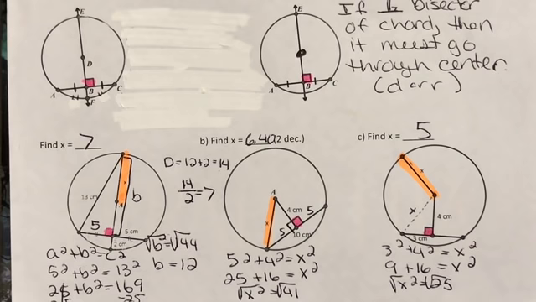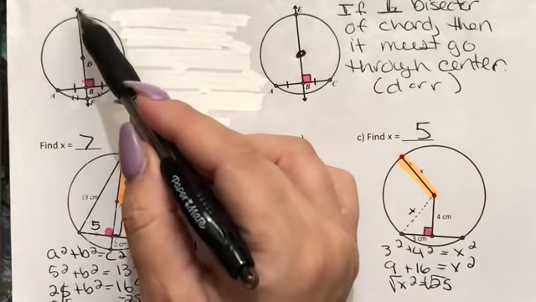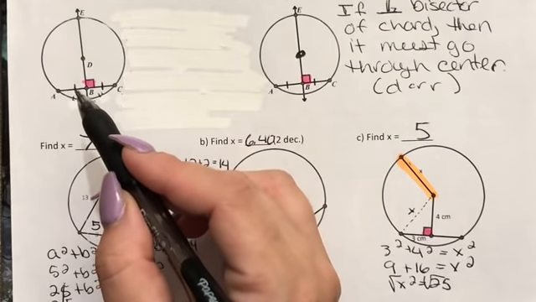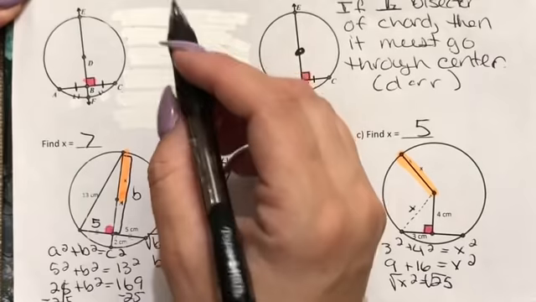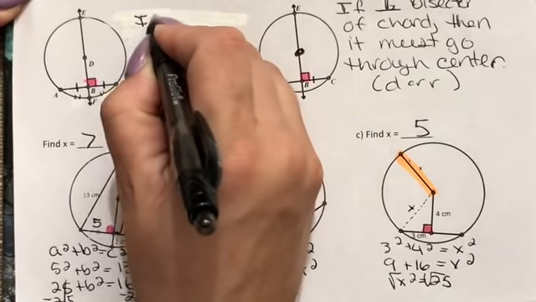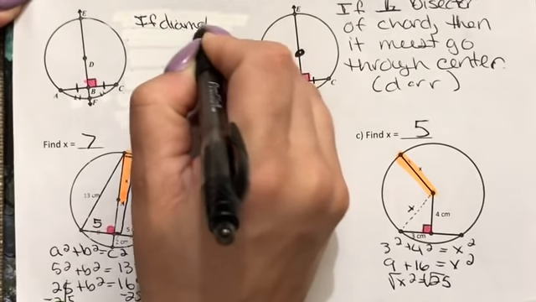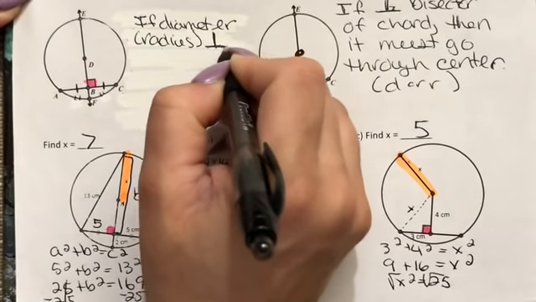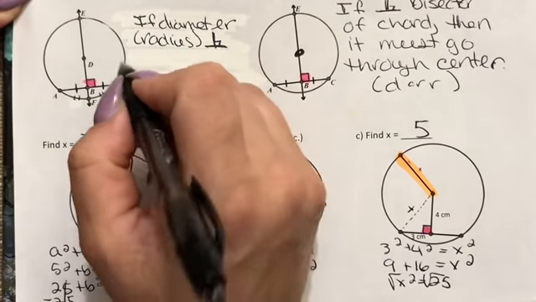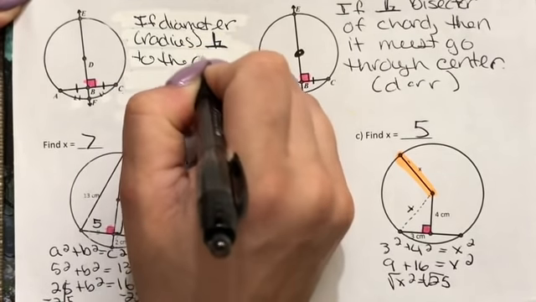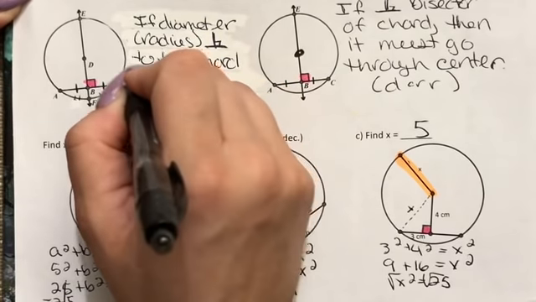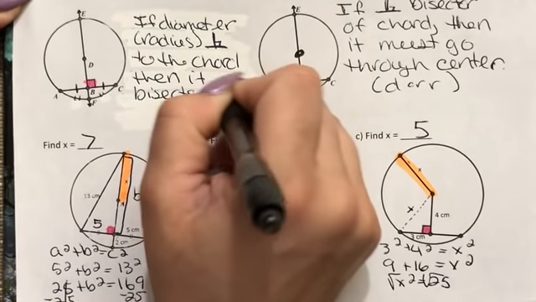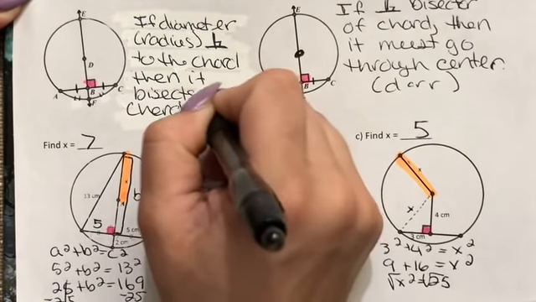Let's talk about the relationship between the diameter or the radius and a chord that it is perpendicular to. So what you can see here is that if the diameter or the radius is perpendicular, which means creates a 90-degree angle to the chord, then it bisects the chord and the arc.